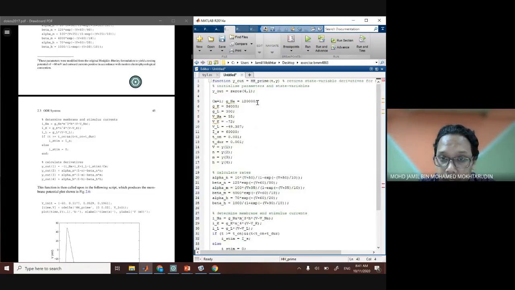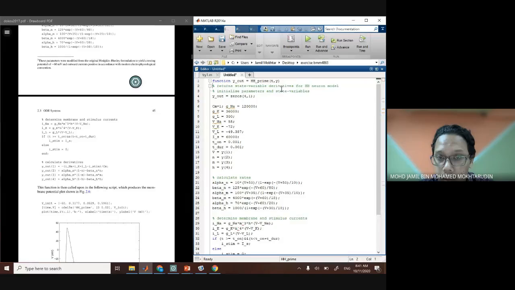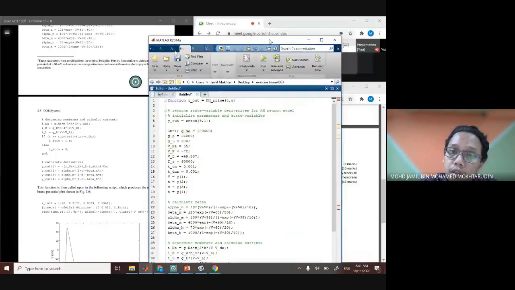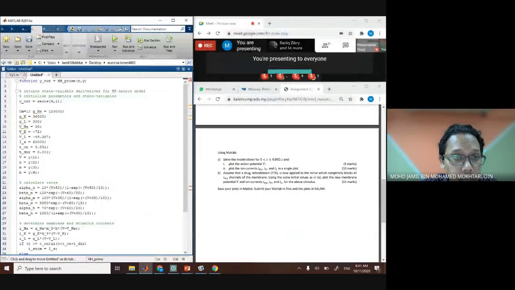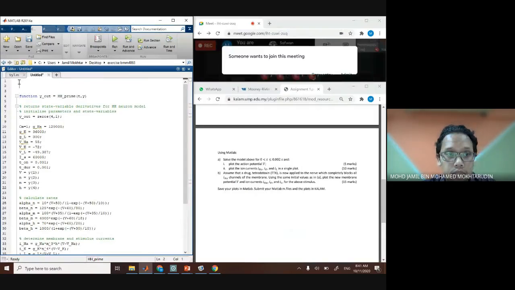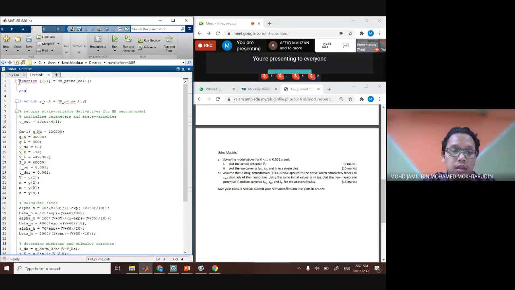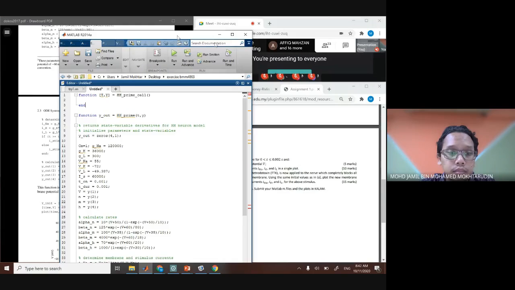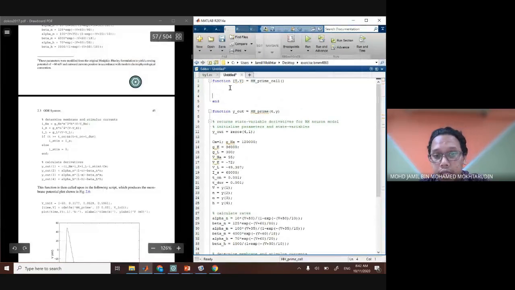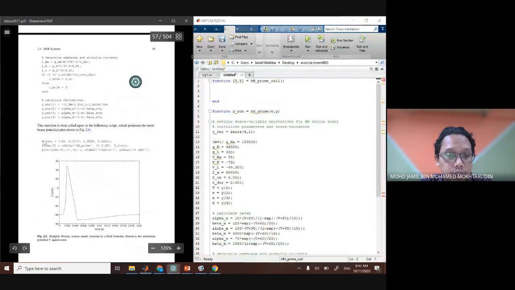So this is your function to calculate the ODE equation. And then you create another function and copy the second code here. This is your second code.